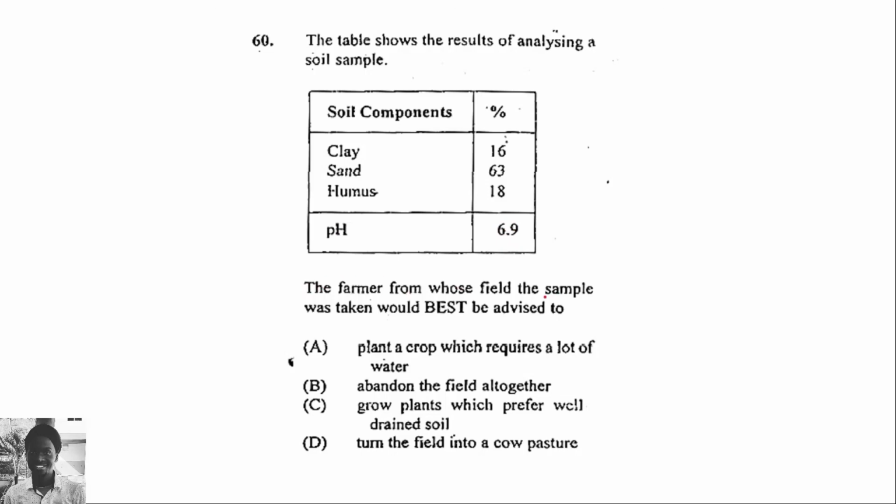Now, the farmer from whose field the sample was taken would best be advised to A. Plant a crop which requires a lot of water. If you plant a crop which requires a lot of water, the drainage would not be ideal for that crop. So that's not the best advice here. B. Abandon the field altogether. Okay, there must be something you can do, so you don't want to abandon the field. C. Grow plants which prefer well-drained soil. And D. Turn the field into a cow pasture. The best advice here would be to grow plants which prefer well-drained soil. That's C, because the high percentage of sand, which is 63%, would permit the high drainage that the plants require. Good, so our answer here is C.